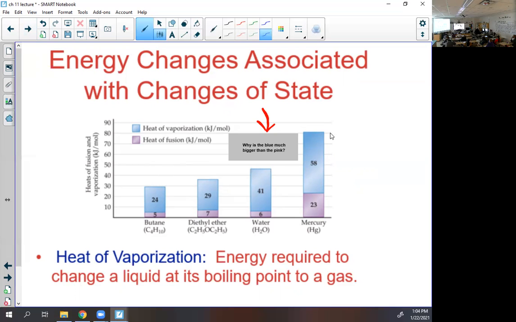Yep, that's true. Okay, now we're at heat of vaporization. That's the energy we have to put in to turn the liquid all into a vapor.